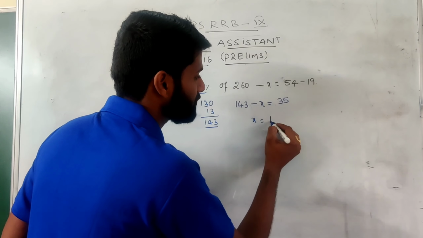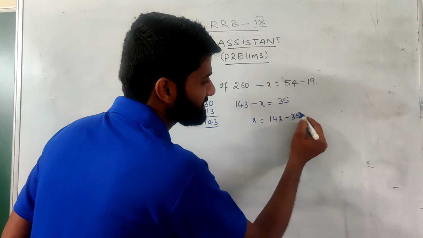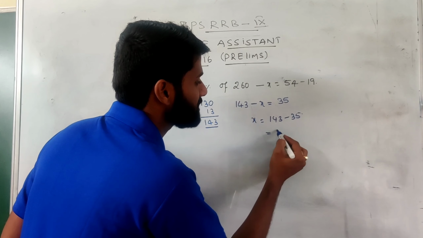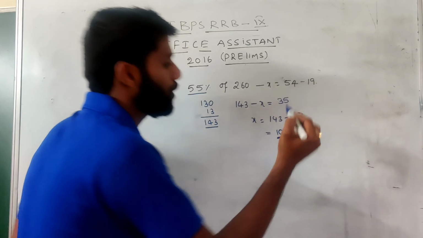X is equal to 143 minus 35. See here, 35 becomes 43. We have 8 variables. The total difference is equal to 108.